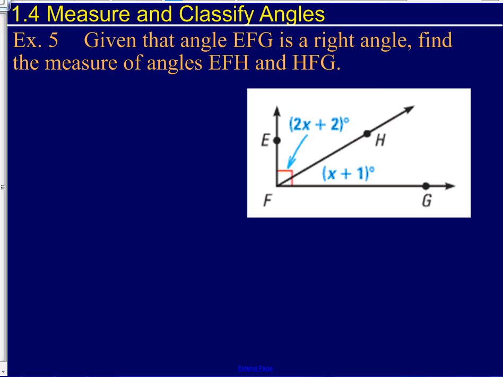Okay. Here's another example. In the example I just showed you earlier, it was a straight angle. So we know that a straight angle by definition is 180 degrees. And in this particular one, we have a right angle. So we can say that these two angles together will equal 90 degrees.